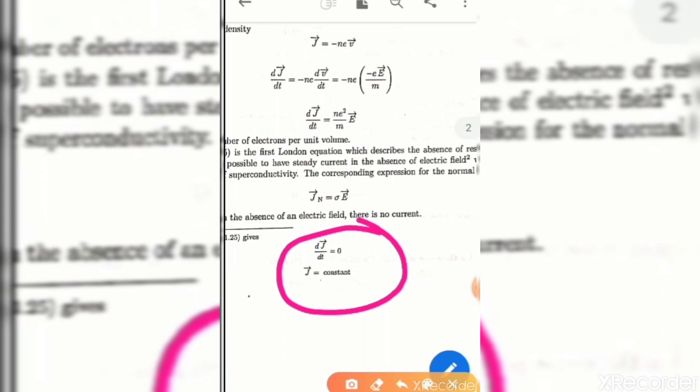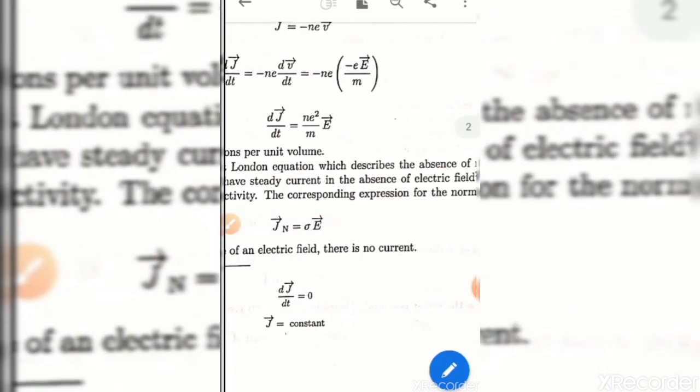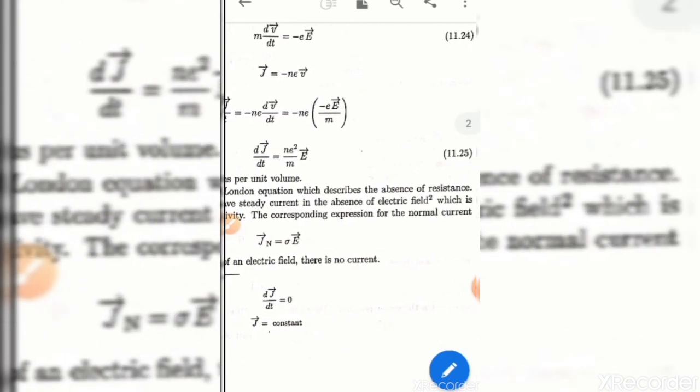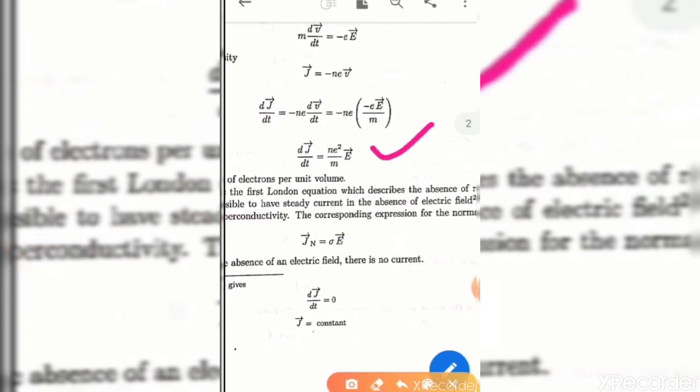In ordinary conditions, the corresponding equation for the normal state is J equal to sigma E. That means current density is directly proportional to electric field. If the electric field goes to 0, J goes to 0. But here, from this equation, if the electric field goes to 0, del J by del t equals 0. That means J equals a constant. It doesn't go to 0. This is the first London equation.